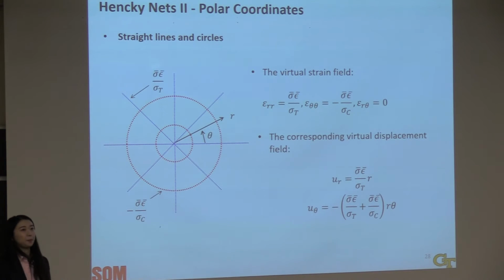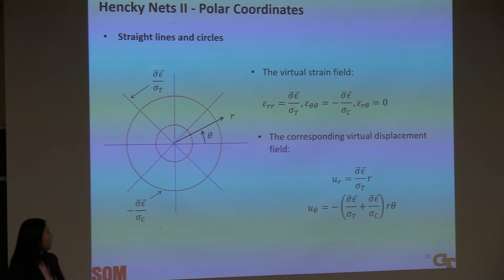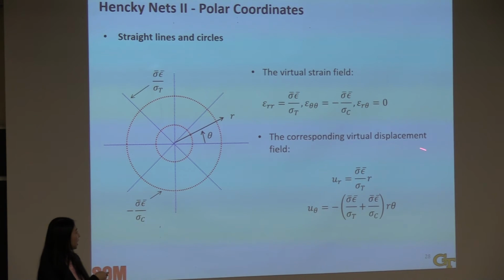And the second type is written in the polar coordinates, where you have one virtual strain direction pointing in this direction, the radial direction. The other direction is your tangential direction. And again, solving this PDE in the polar coordinate, you obtain your virtual displacement field as follows.